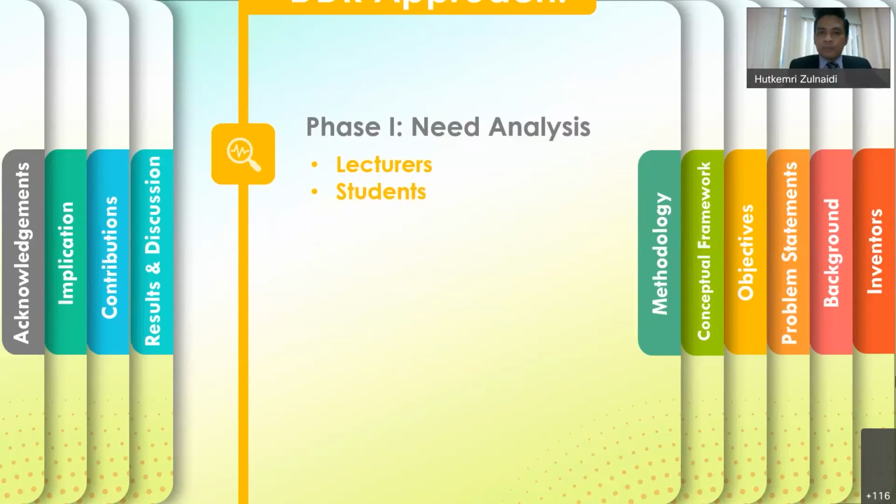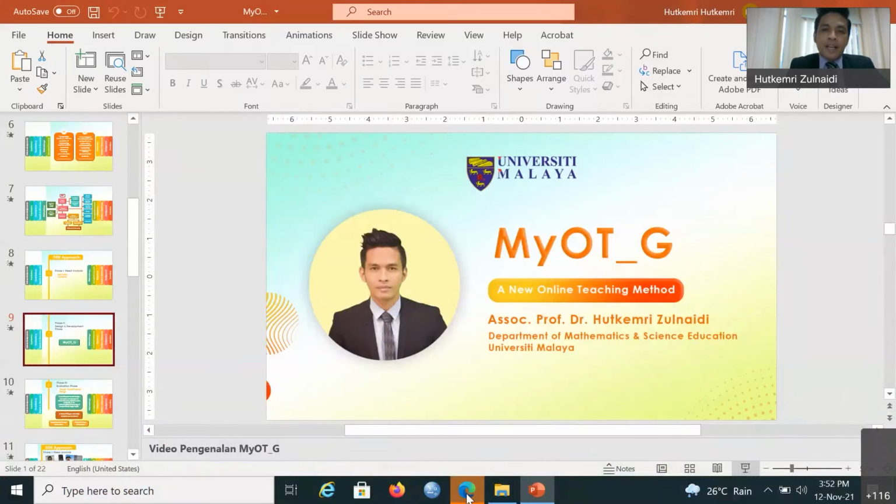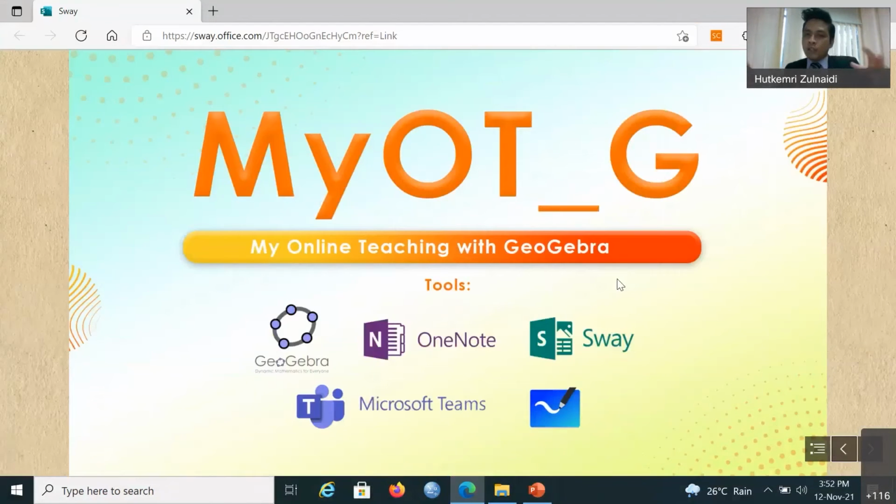Then phase 2 is the design and development phase. In this phase we use what we call My-OTG, My Online Teaching with GeoGebra. We have many apps and tools for this. For example, now I will introduce the tools that support My-OTG, which are GeoGebra, OneNote, Sway, Microsoft Teams, and Board.